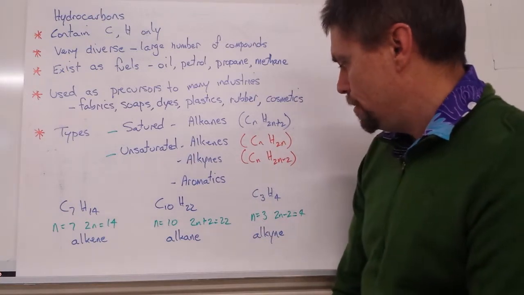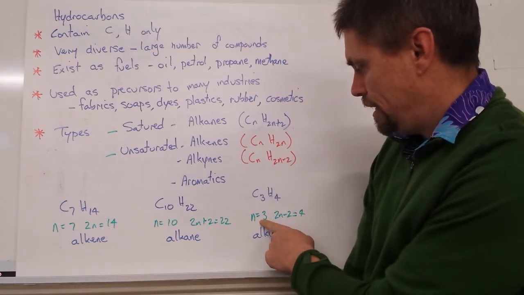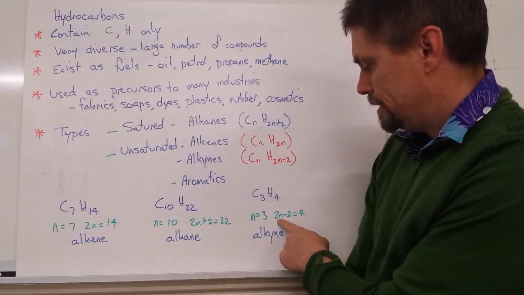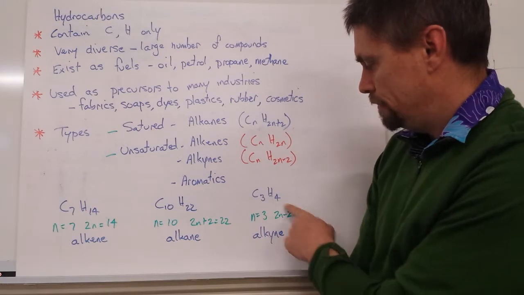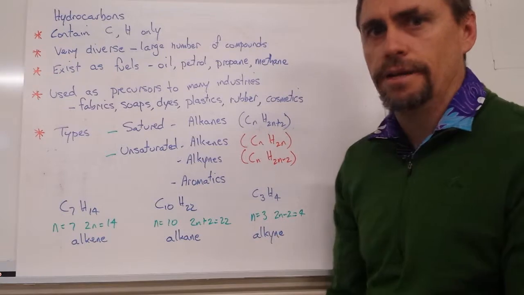And our third example, we have C3H4. Now n is equal to 3. So 2 times 3 is 6, minus 2 gives us our 4 for our hydrogen. So the third molecule is an example of an alkyne.